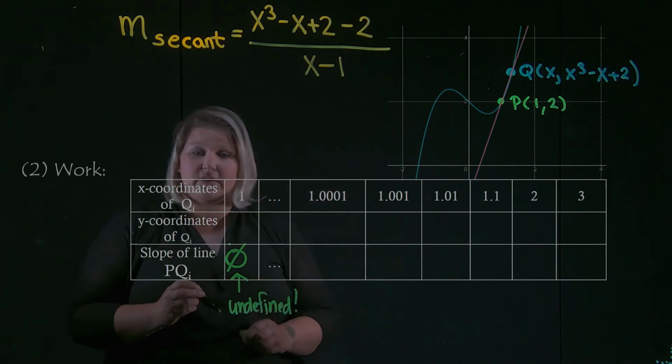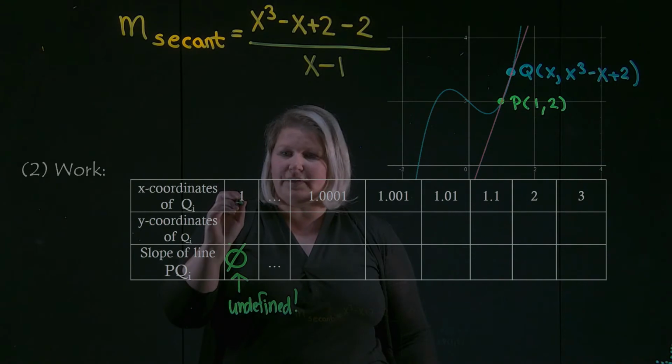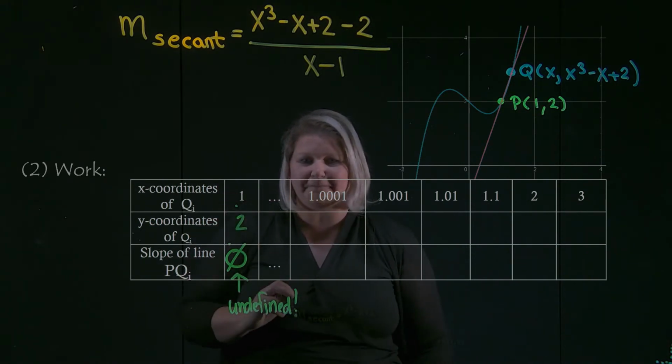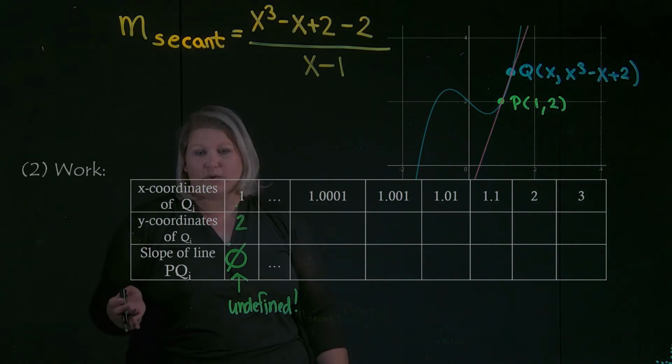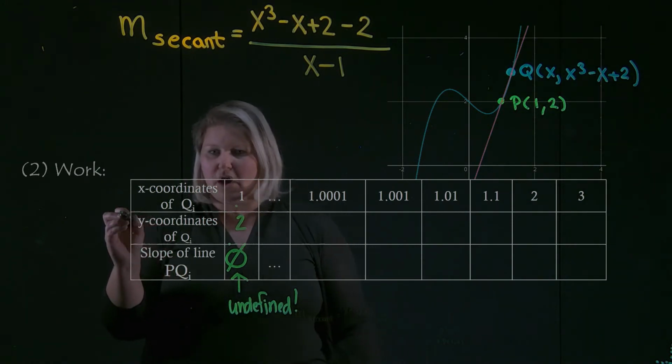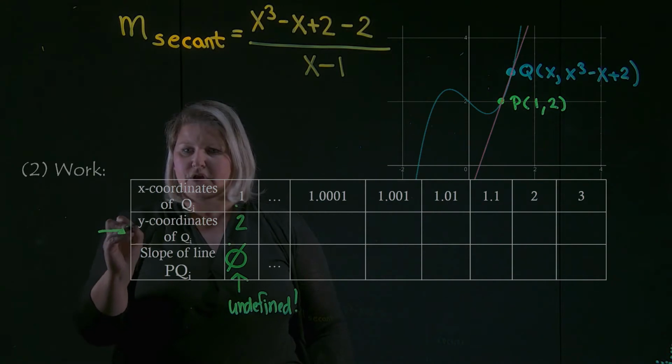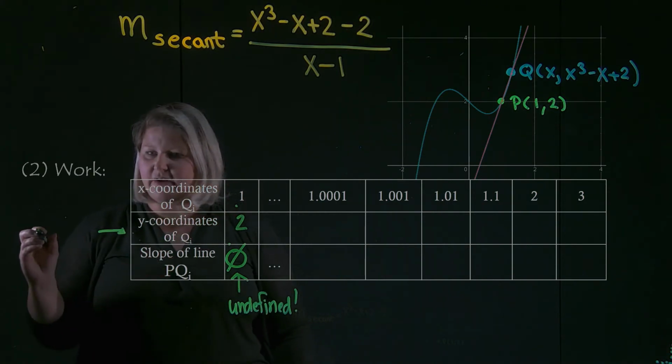We can't divide by 0. That's a no-no. Keep in mind, too, that if that point Q was right on top of point P, the y-coordinate would be 2.